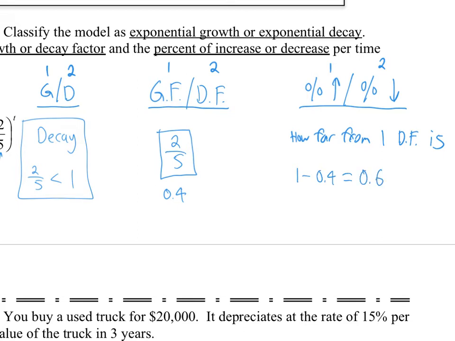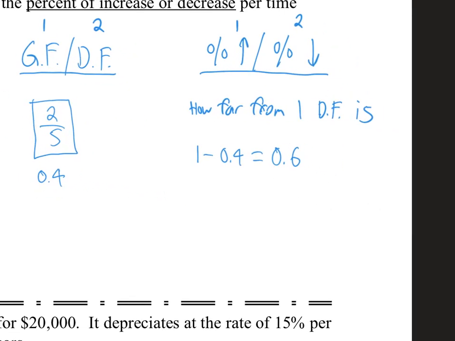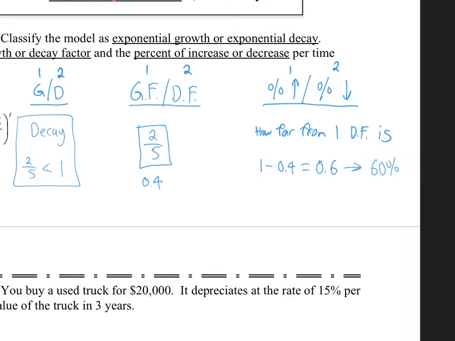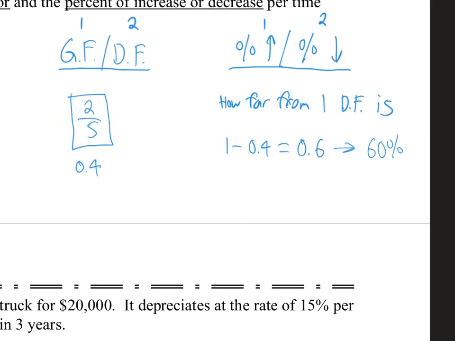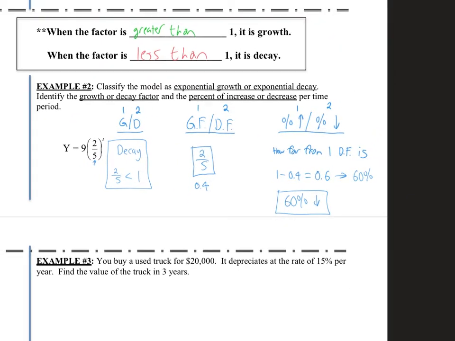Okay? It's 0.6. So what's 0.6 as a percent? That is 60%, right? So if we're multiplying by 40% every time, that means we're taking away 60% every time. So this is going to be a 60% decrease because we're multiplying by 0.4 every time. We're taking away 60% every time.